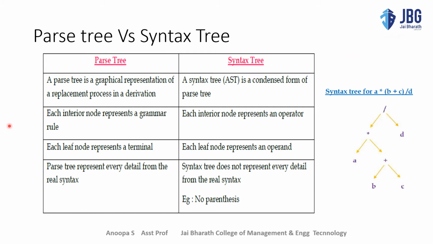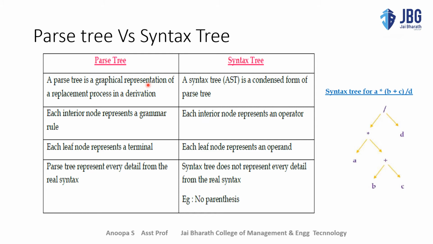Have a look at it. Now this parse tree is a graphical representation of a replacement process in a derivation. How we derive the particular string is shown in the parse tree. Whereas a syntax tree is a condensed form of the parse tree. Then each interior node represents a grammar rule in a parse tree, and each interior node represents an operator in a syntax tree. Each leaf node represents a terminal in a parse tree, but in the case of a syntax tree, each leaf node represents an operand. Then the parse tree represents every detail from the real syntax, but the syntax tree does not represent every detail.